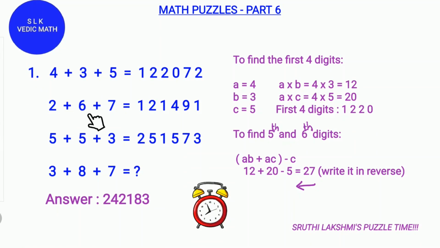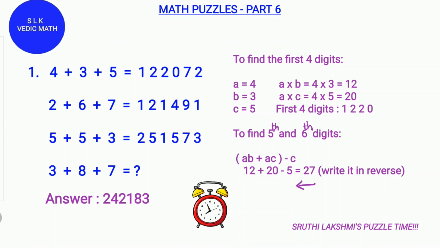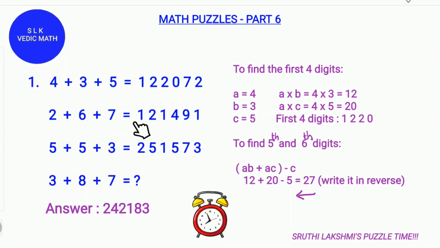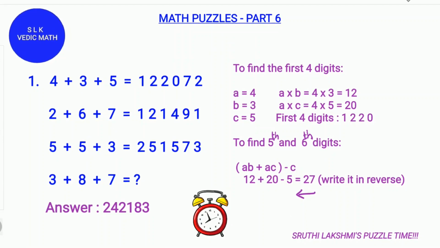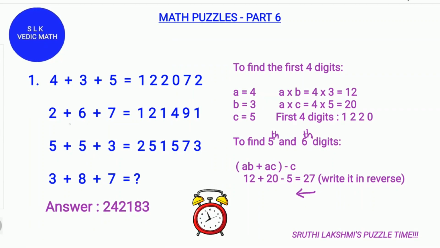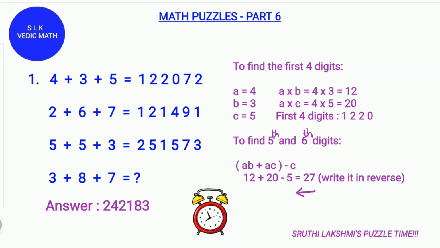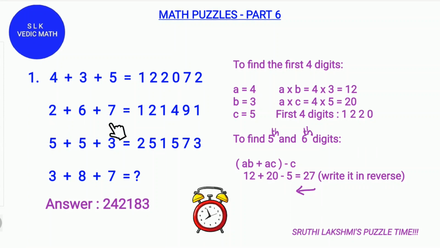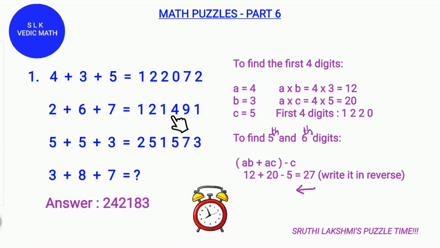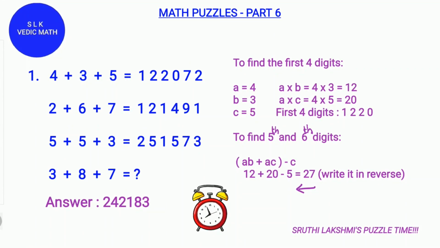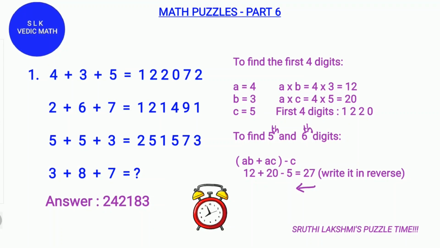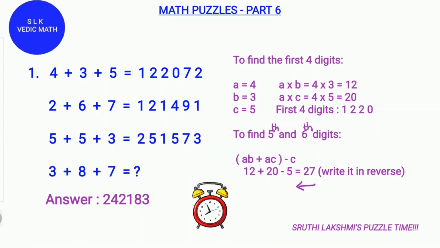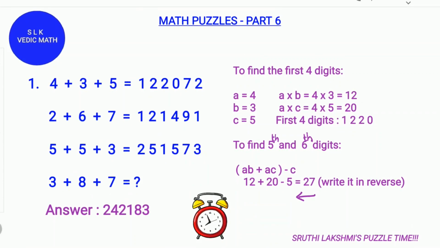For 2 plus 6 plus 7, we do 2 times 6, which is 12, and 2 times 7, which is 14. To find the fifth and sixth digits, we add 12 plus 14, which is 26. And 26 minus the last digit, 7, is 19. We write 19 in reverse, which is 91.